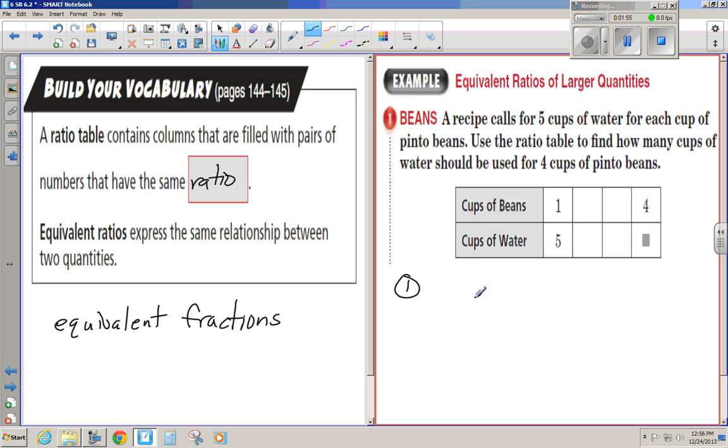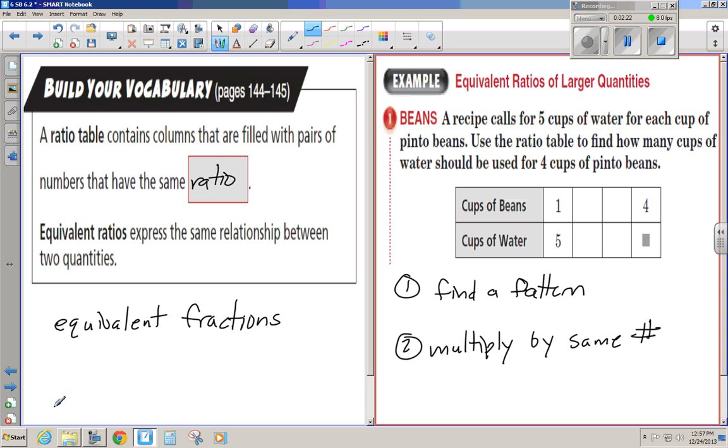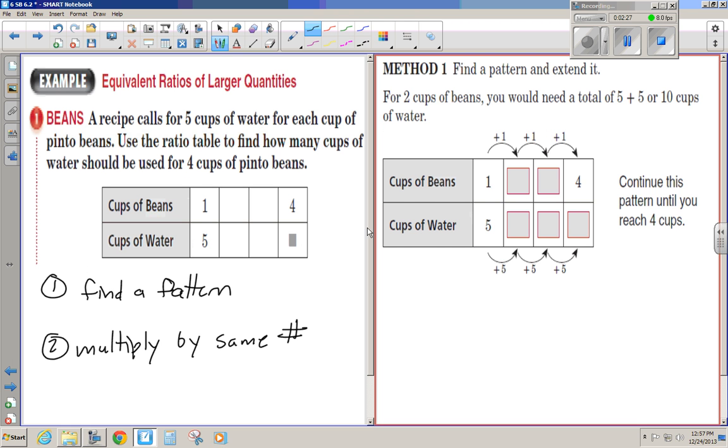Method 1 would be to find a pattern, or I guess you could say continue the pattern. And method 2 would be to multiply by the same number until you get to that 4. So let's take a look at the first one. Find a pattern and extend it.